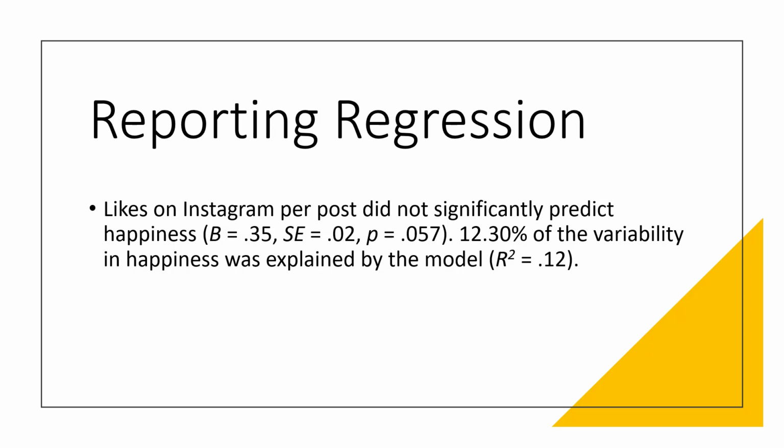The beta indicates the strength of the relationship between the variables, or the prediction of one variable over another. And the p-value indicates whether beta is statistically significant or not. You will typically also report R-squared, indicating how much variability of your dependent variable was explained by your model. In this case, 12.30% of the variability in happiness was explained by the model.